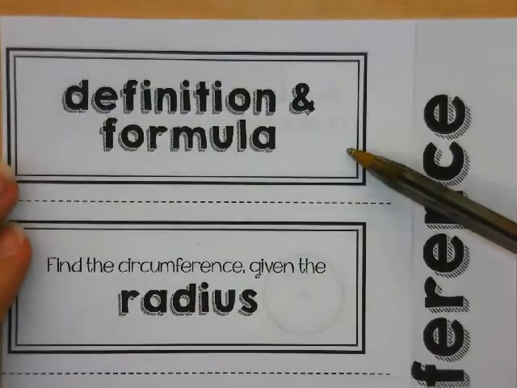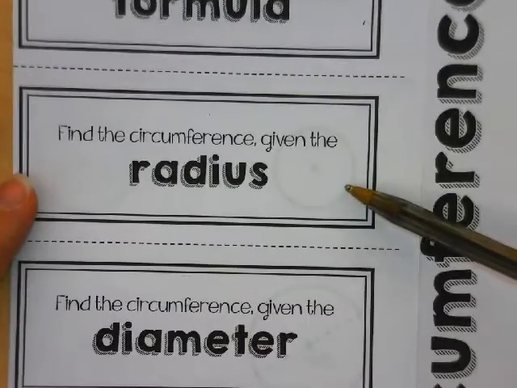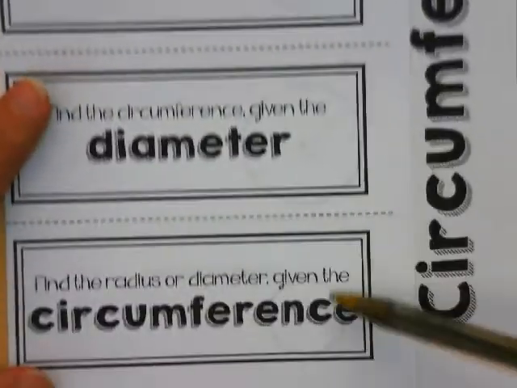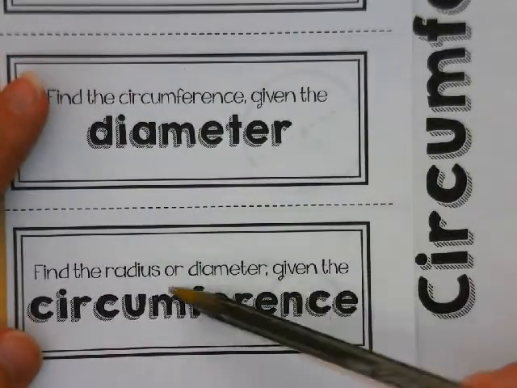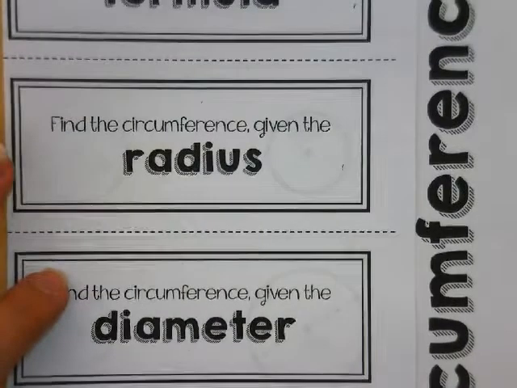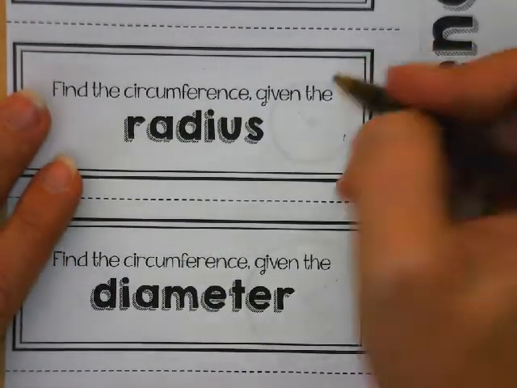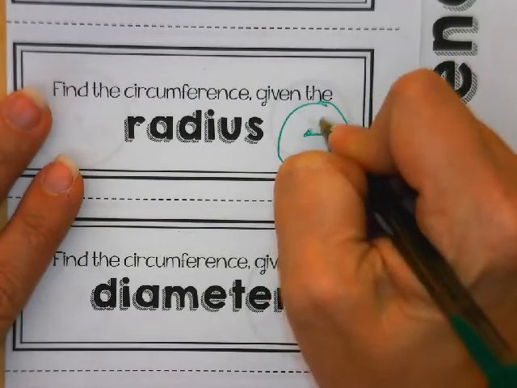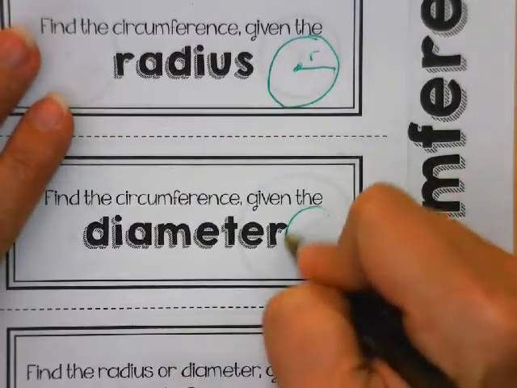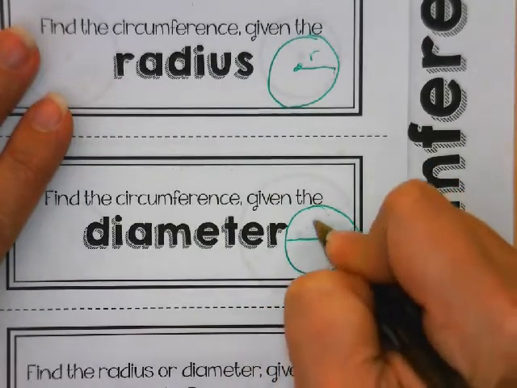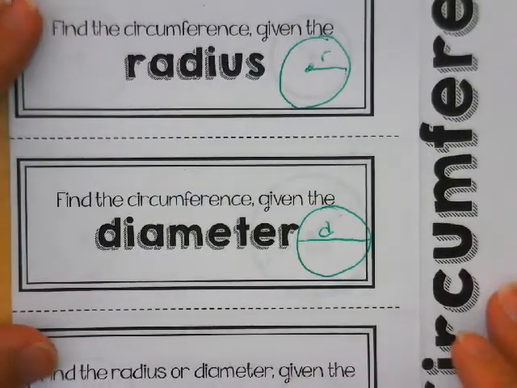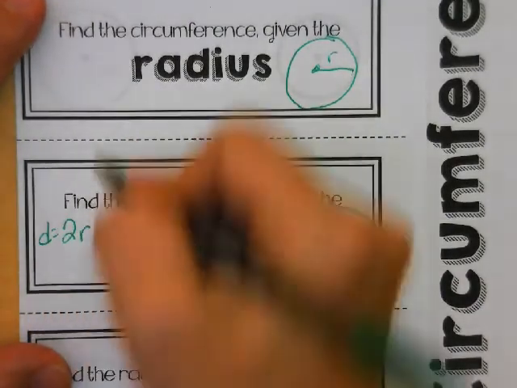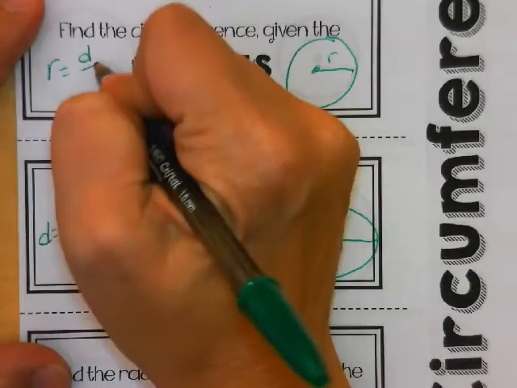So we're going to talk about the definition and the formula of circumference. We're going to talk about finding circumference when we have a radius, a diameter, and how do you find the radius or the diameter when we're given the circumference. Keep in mind that a radius only goes partway across the circle, and a diameter goes all the way across. And the relationship between the radius and the diameter is, remember, the diameter is 2 times the radius, but a radius is a diameter divided by 2.